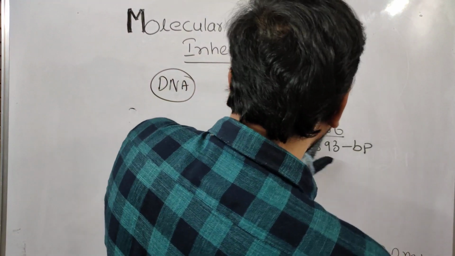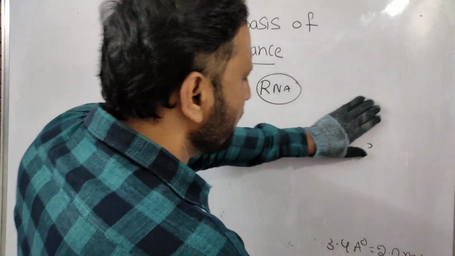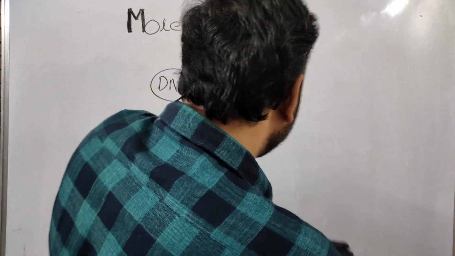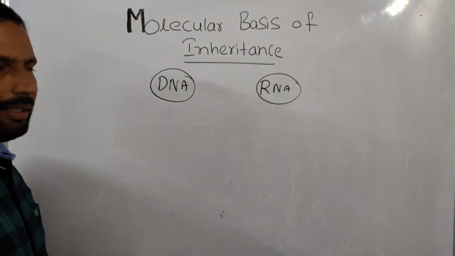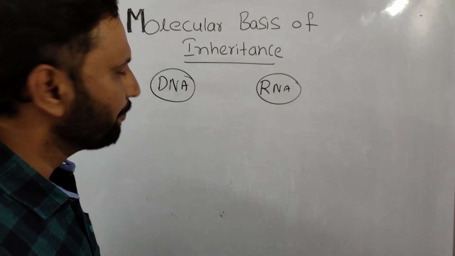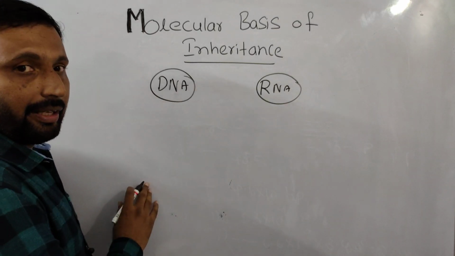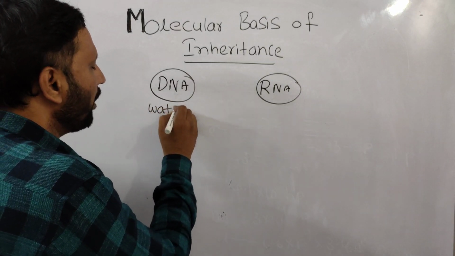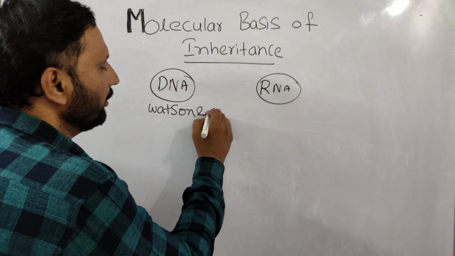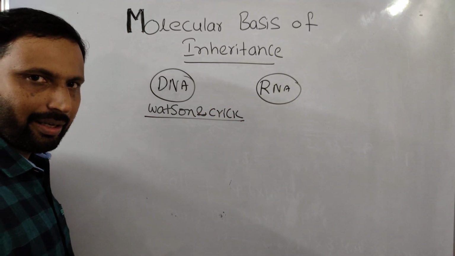But we have to go in depth into the DNA structure. It was already discussed in biomolecules, but this chapter is different, so again I am giving clarity about DNA. Later on, we go for RNA. So DNA is the genetic material. The double helical model of DNA was proposed by Watson and Crick.